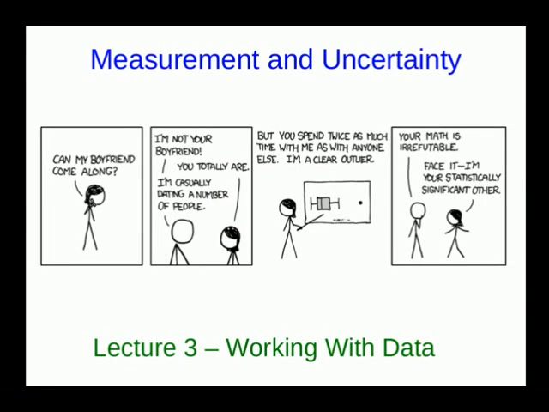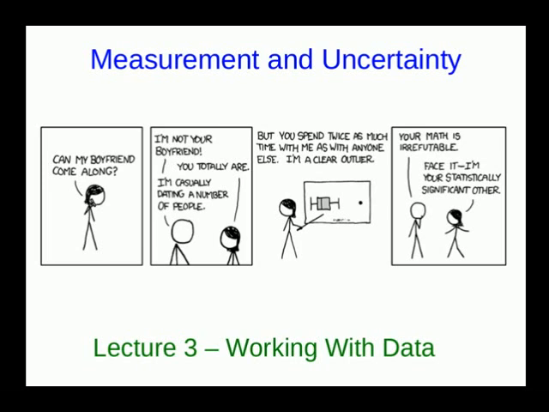Hello and welcome to Lecture 3 of Measurement and Uncertainty. We're going to look at how you take a set of measurements of a single quantity and get a best estimate of that thing you're trying to measure, and an error estimate, an uncertainty estimate.